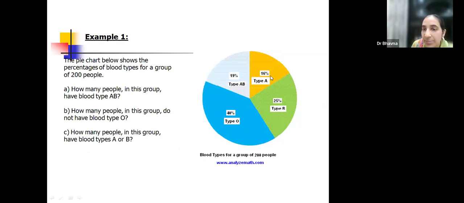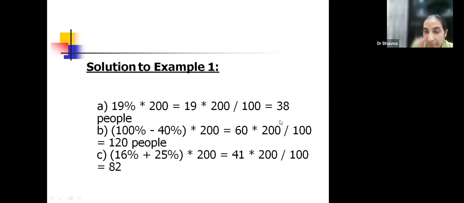A or B, 16% plus 25%. 16 plus 25, that is 41%, of 200 is 82. So 82 people is the n, small n or frequency or count for this group.